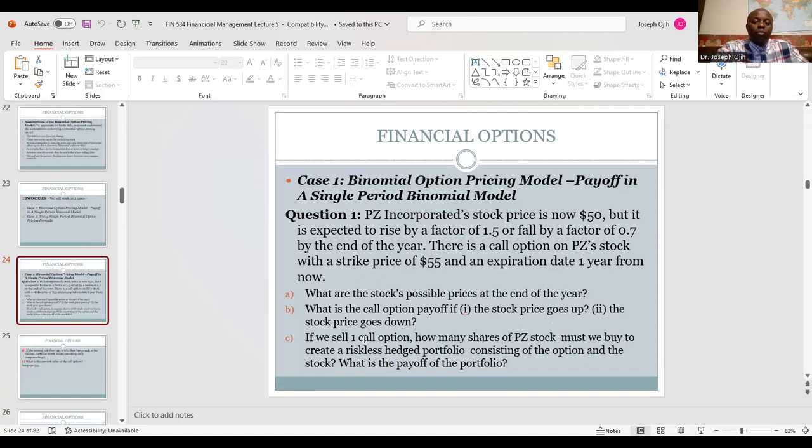If we sell one call option, how many shares of PZ stock must we buy to create a riskless, hedged portfolio consisting of the option and the stock? Then what is the payoff of the portfolio?